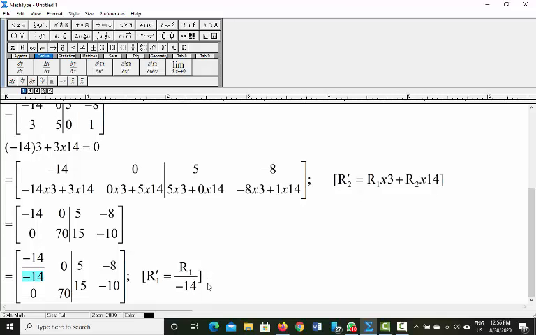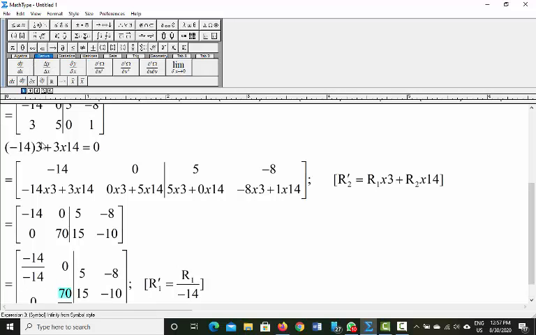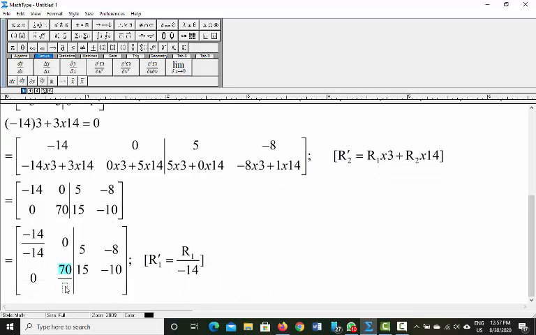Similarly, if you want to convert this 1 to 1, we need to divide it by 70. So as I said before, we need to divide all the elements of the second row by 70.